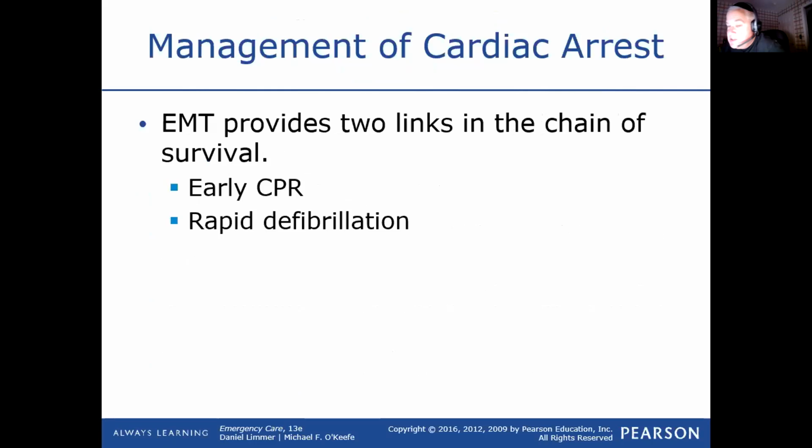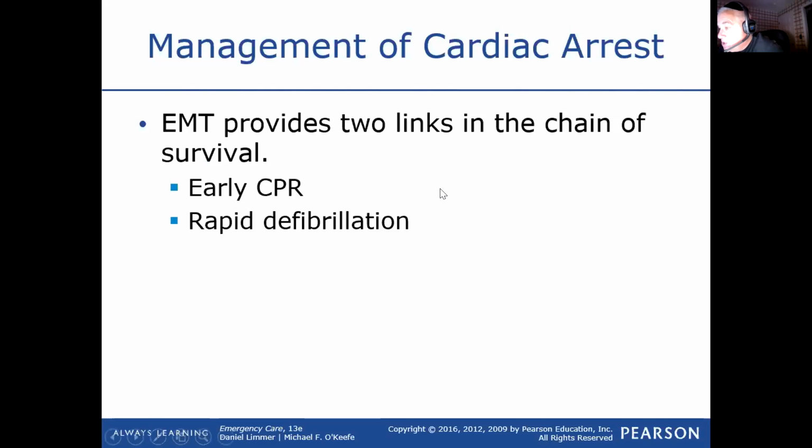Okay, so as EMTs, we do two very vital parts of this. We get CPR going. And also part of early CPR is training the public, right? Every volunteer ambulance corps should have CPR classes available to the public because you want the public to feel comfortable doing CPR and using an AED so that they will help.